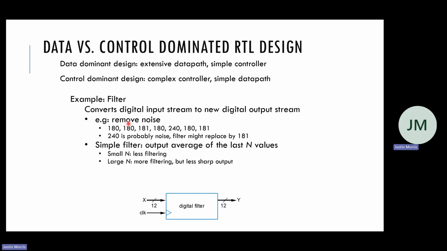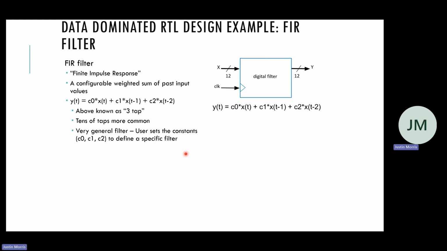So here is another example that we're going to cover. It's a filter. And what is this filter? If you read this description, we've seen it already before. The FIR filter does... This is just a little bit different FIR filter. So it takes samples, averages the last n values. And the whole goal is to remove some noise. So this is, like we just talked about, a data dominant RTL design example.